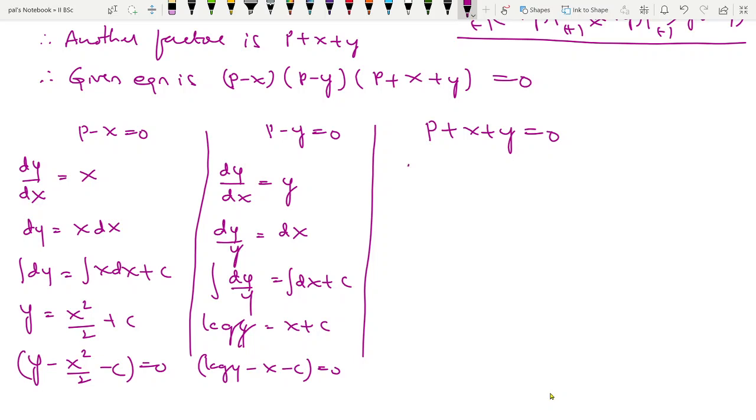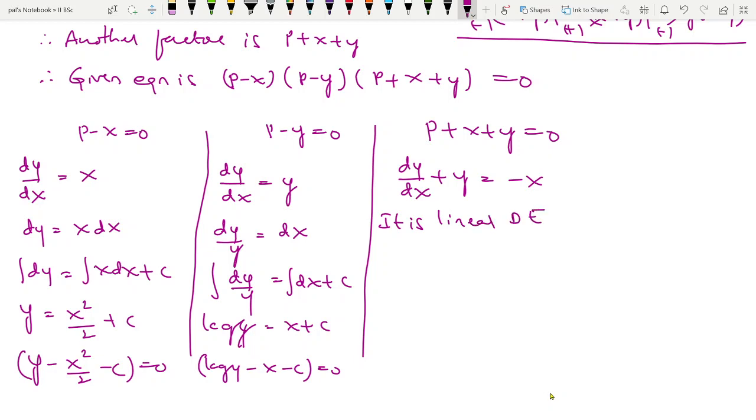So it is dy by dx. How to solve this? Any idea to solve this? Minus x. Yes, it is a linear differential equation of first order. It is a linear differential equation.